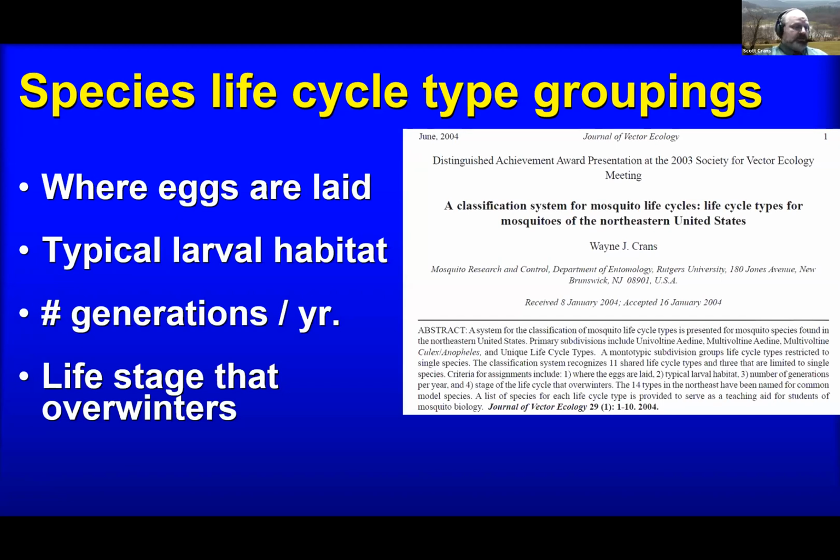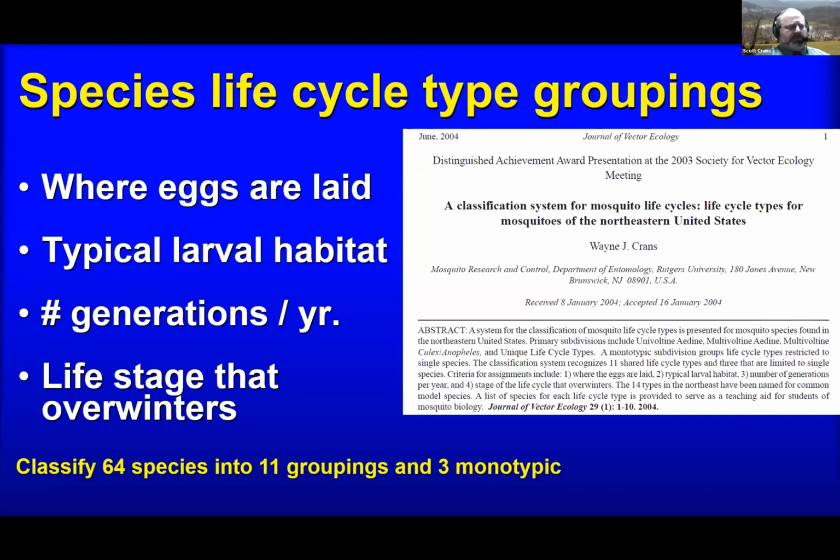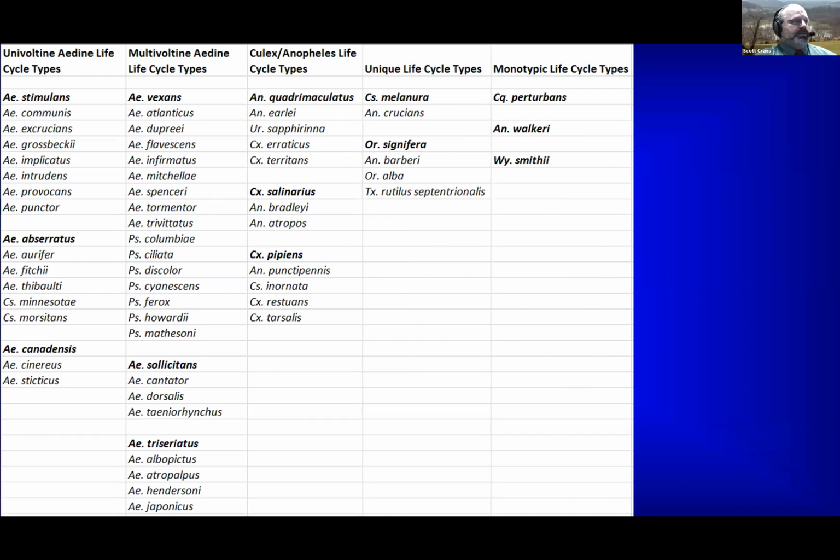And a number of the species share these characteristics, which once you learn the life cycle type for one of them, for example, it makes it a lot easier to group all the other ones that share those characteristics. So in New Jersey, when you do that for our 64 different species that we have here, you wind up with 11 groupings of shared characters, and then 3 monotypic groups. In other words, a single species that fits into that life cycle group. So when we do this for New Jersey, this is pretty much what you come up with.